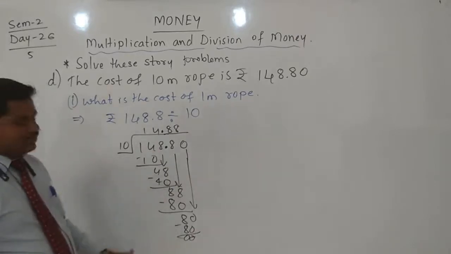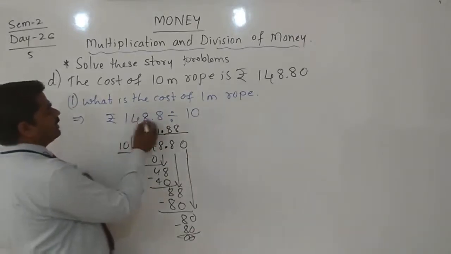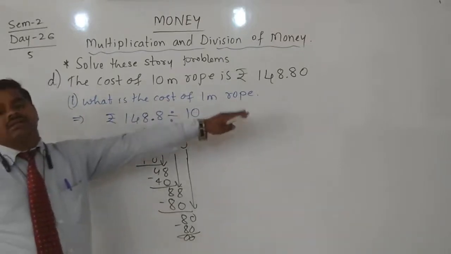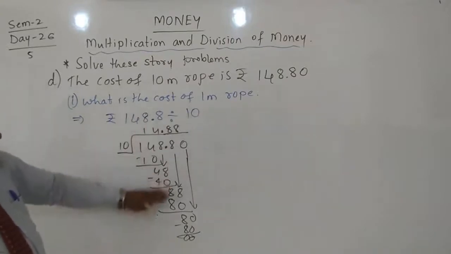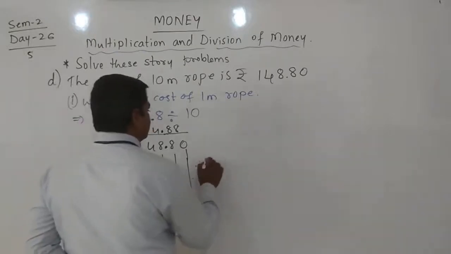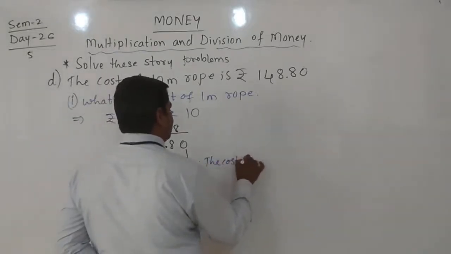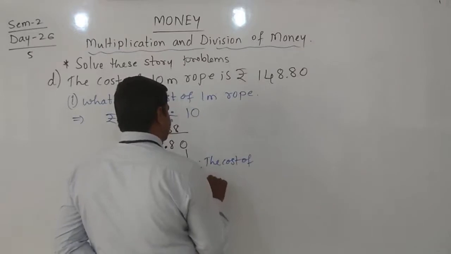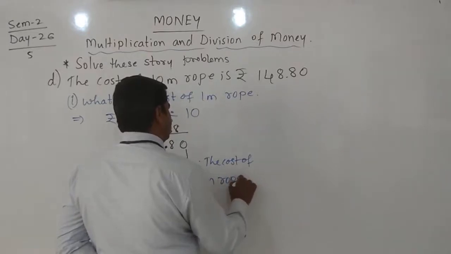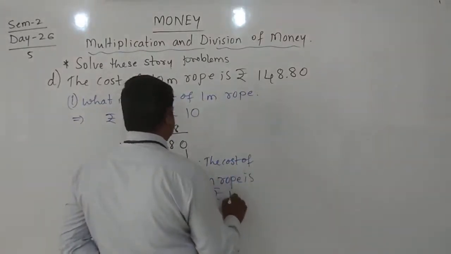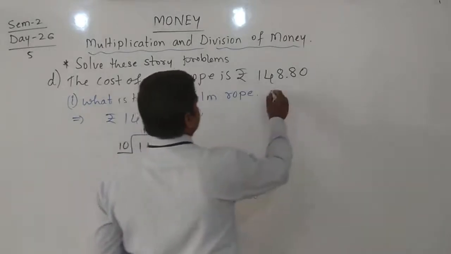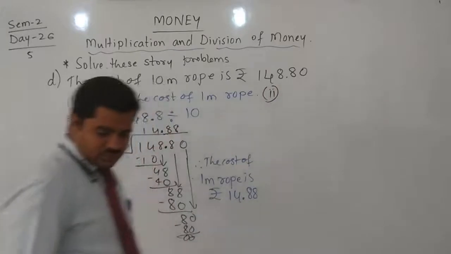It can be done with the process like this, or you can shift one decimal point towards the left side. We learned this division by 10, 100, 1000. You can shift directly and write the answer. Therefore, the cost of 1 meter rope is rupees 14.88.